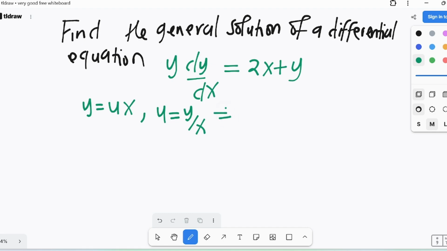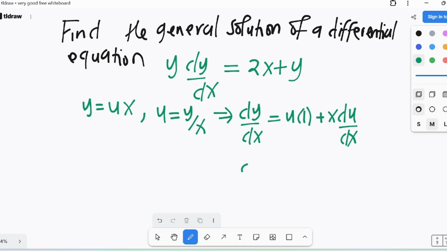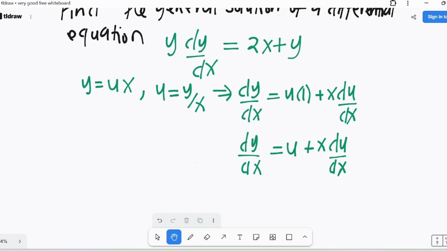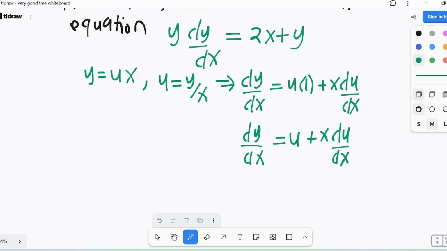So we also go ahead and differentiate this y. We have dy by dx is equal to u into 1 plus x du dx. Now this is the same as dy by dx is equal to u plus x du dx.